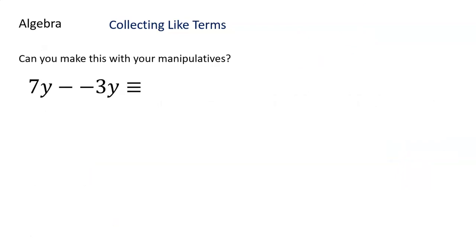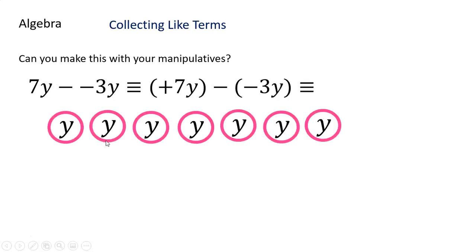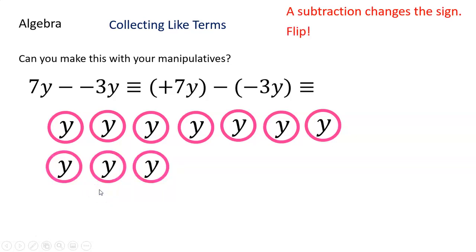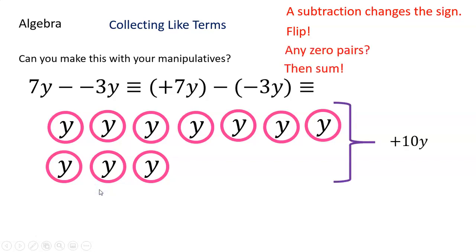This one is going to need us to use the rules that we learnt when we were adding and subtracting negative numbers. In particular, a subtract changes the sign. So here I can draw 7 y's, 3 negative y's, but I'm subtracting these. So a subtract changes the sign. I need to flip my counters and then sum to make 10y.